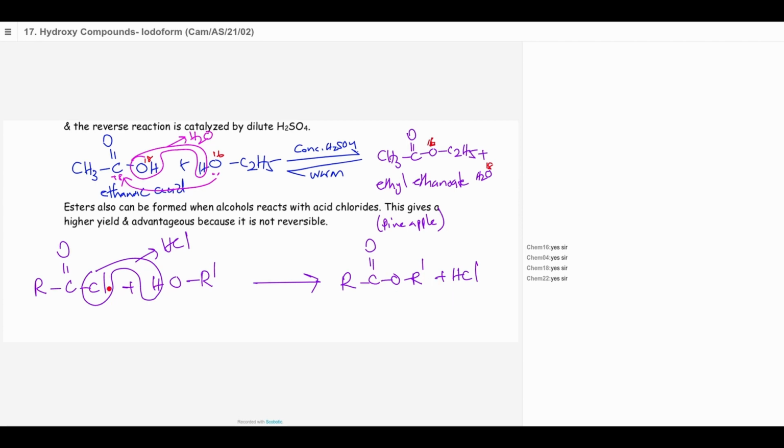And you can notice the same. The alcohol gives the H, and the other molecule in this case gives the chlorine. HCl is given off, and there is no catalyst used in this reaction because acid chlorides are highly reactive. So this is a forward reaction, and this gives a very high yield of the product ester. So you can use acid chloride instead of the carboxylic acid if you want to get a higher yield of the ester. Clear? This is an esterification reaction.